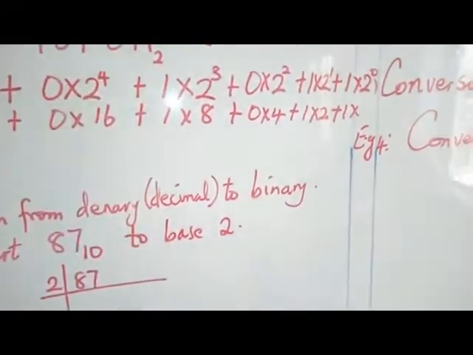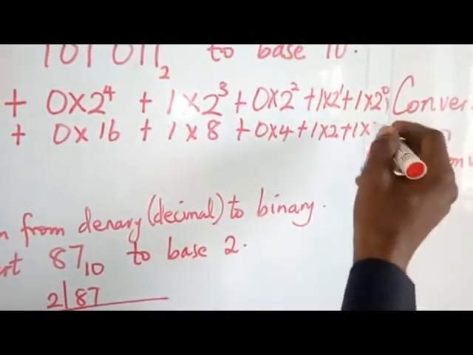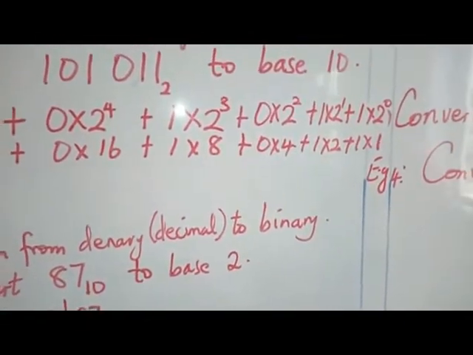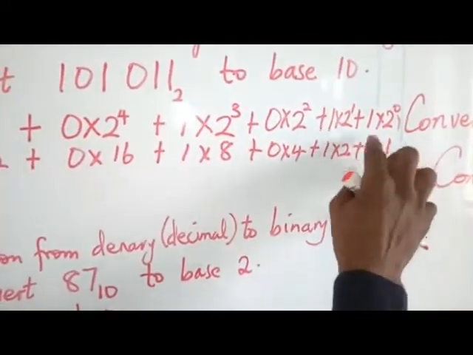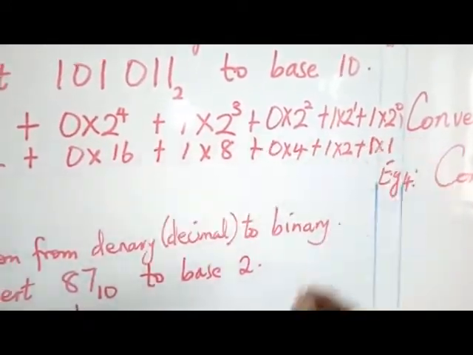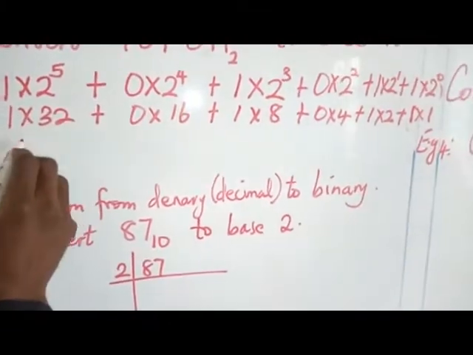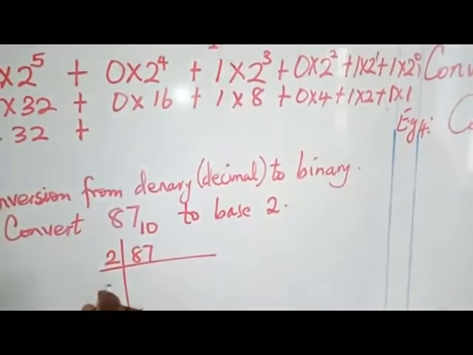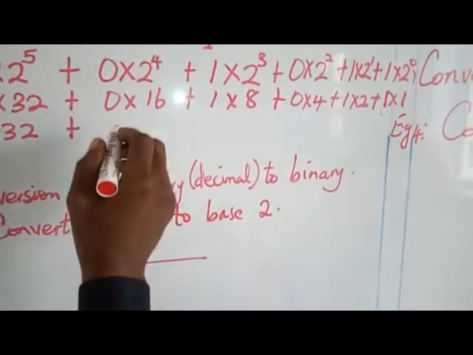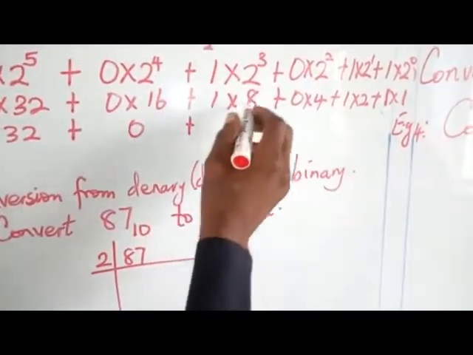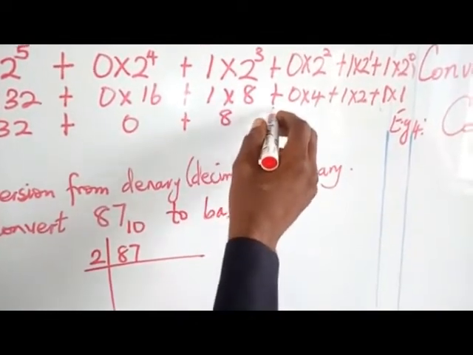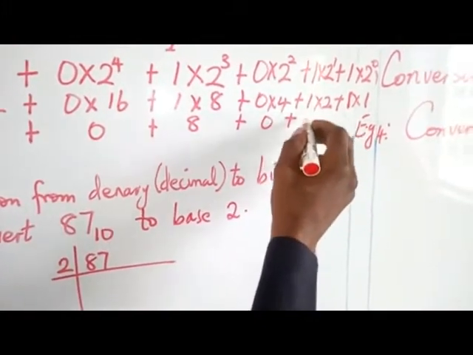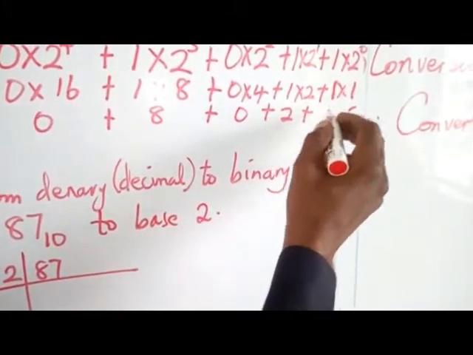In this case, any number raised to power 0 is always 1. Take note of that. Any number that you see raised to the power of 0 is always 1. So that is very important. You don't need to forget that. So let's look at this. 1 times 32 is going to give us 32, plus 0 times 16. Any number multiplied by 0 is always 0. Plus 8 times 1 is 8. Plus 0 times 4 is 0. Plus 1 times 2 is 2. Plus 1 times 1 is 1.